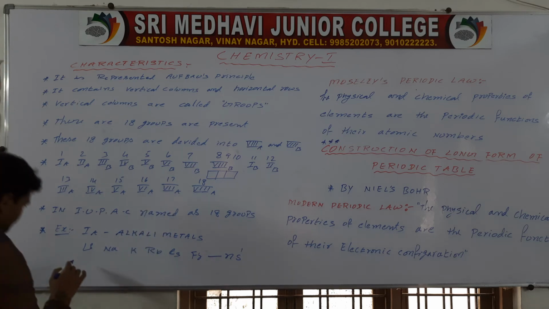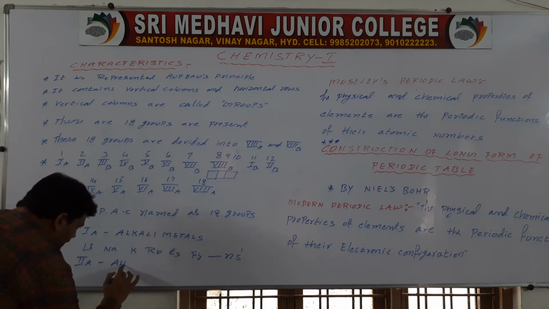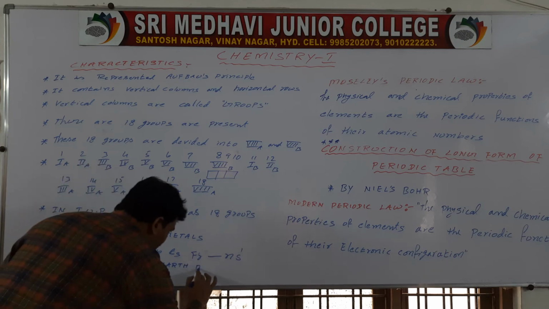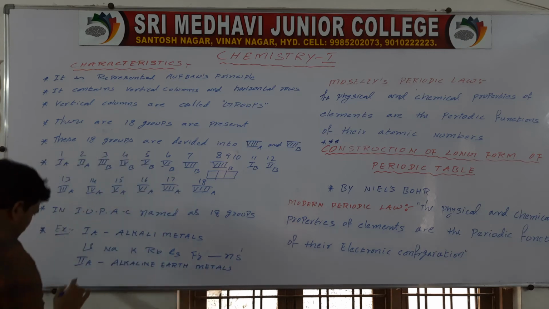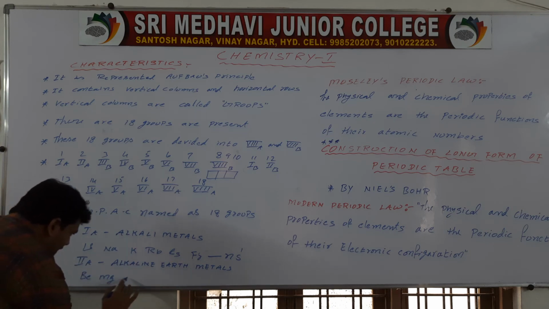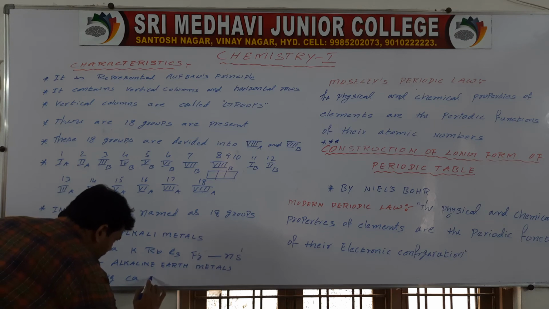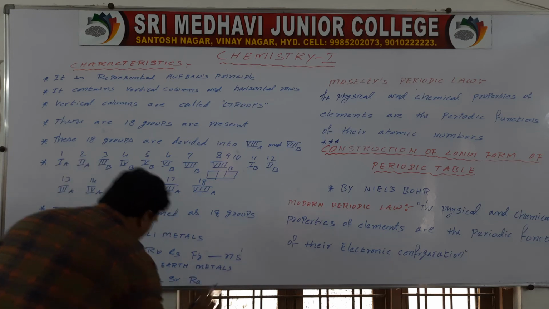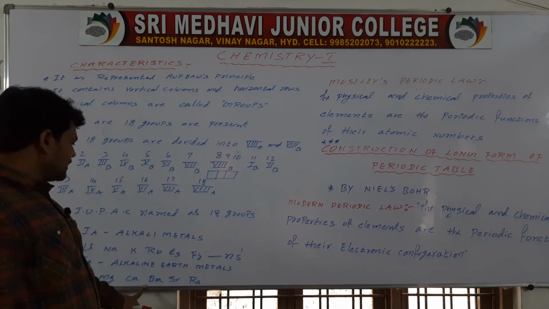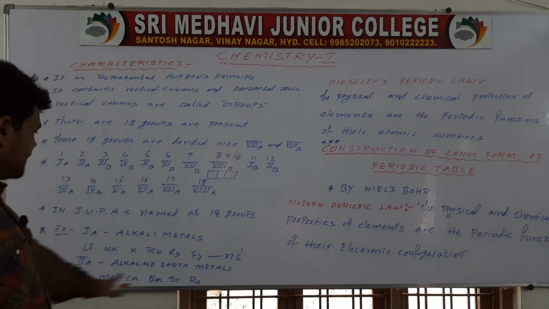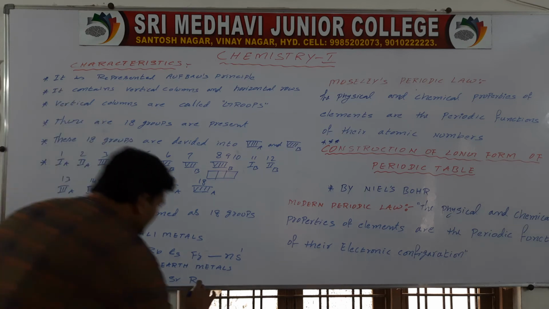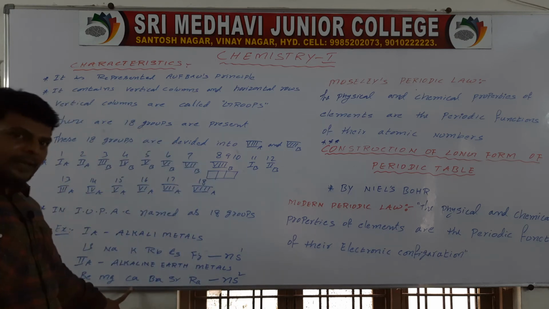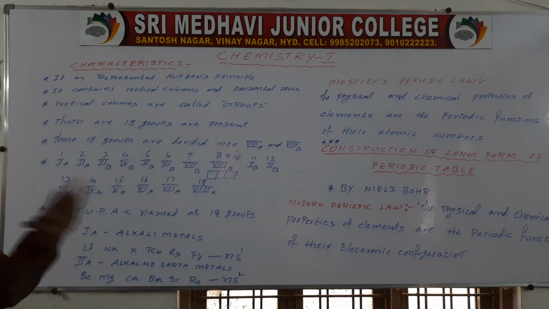For example, second A is called alkaline earth metals. Here beryllium, magnesium, calcium, strontium, barium and radium are present. Here the electronic configuration is ns2. Why? Because this group contains 2 electrons in its valency shell.